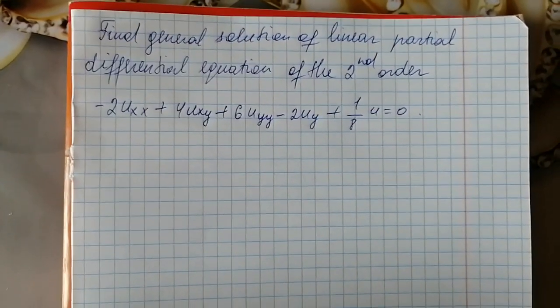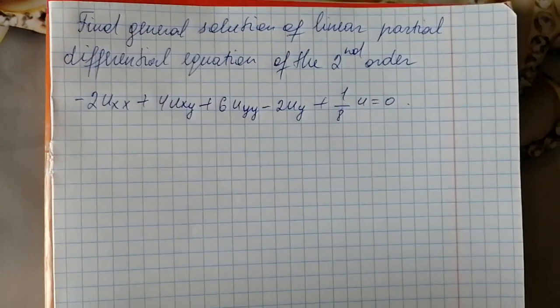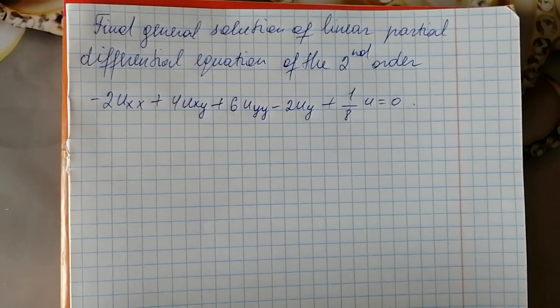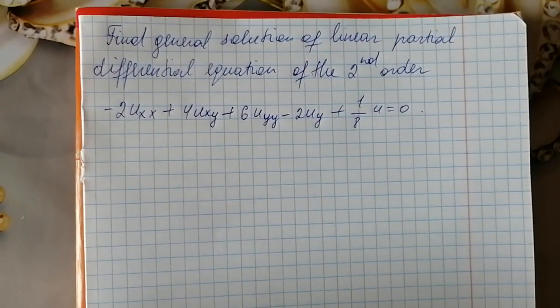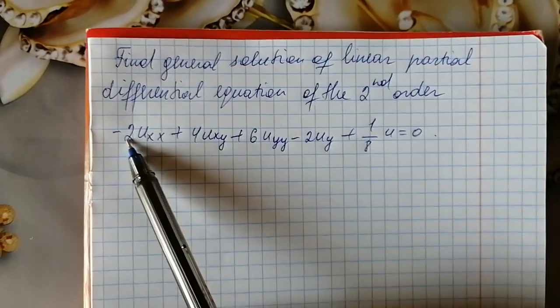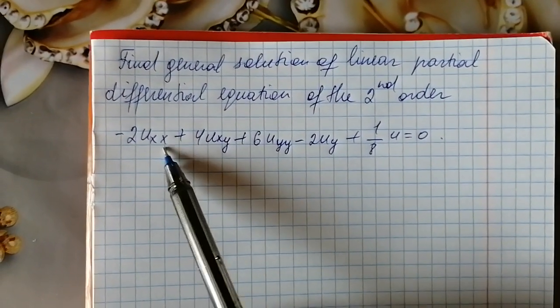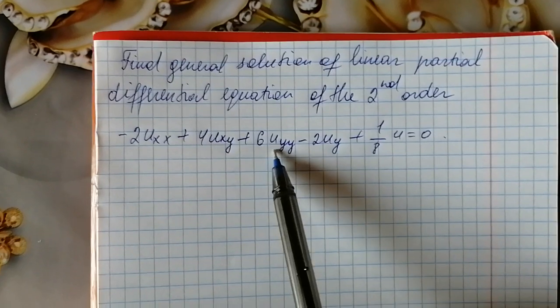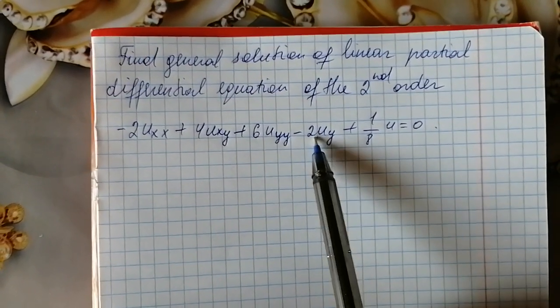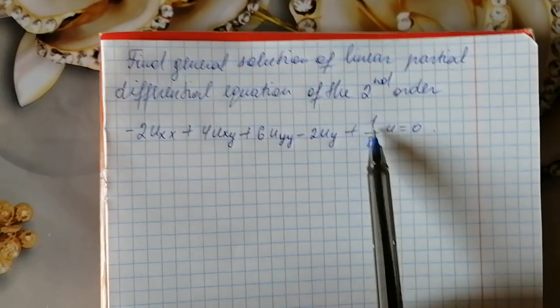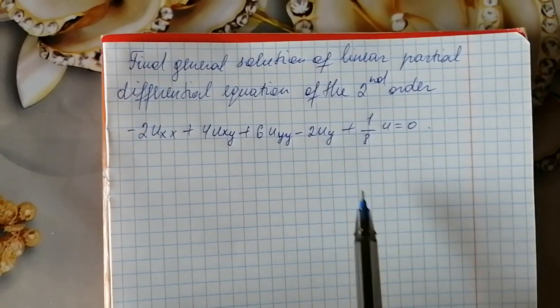I am Sabina Idnova. Today I will explain this task. Find general solution of linear partial differential equation of the second order: negative 2uxx plus 4uxy plus 6uyy minus 2uy plus 1 over 8u is equal to 0.